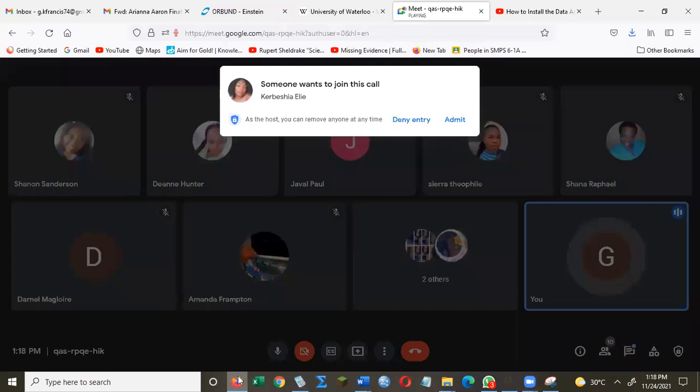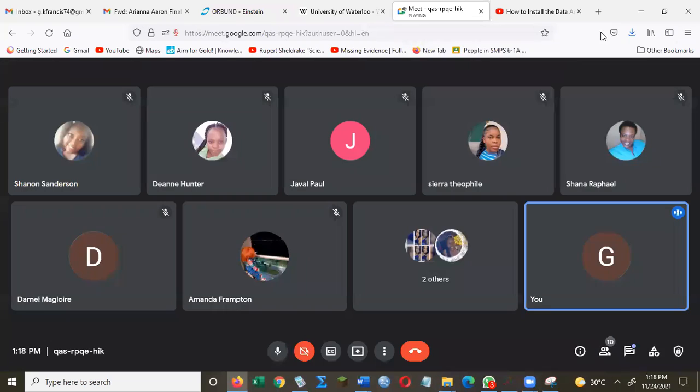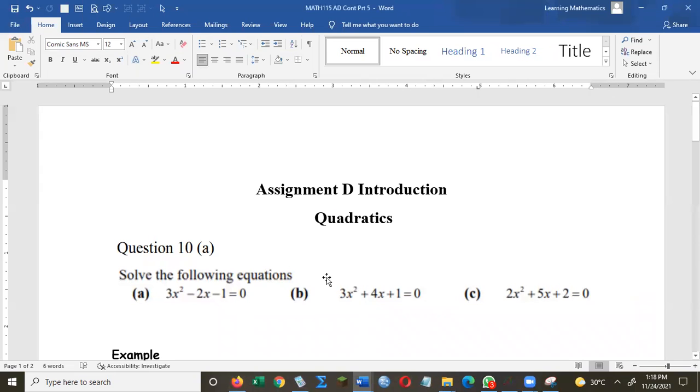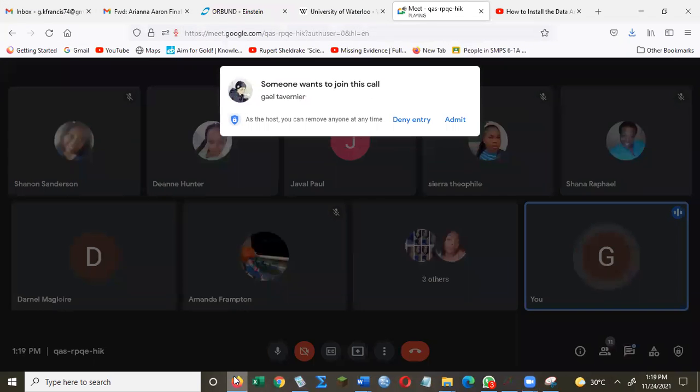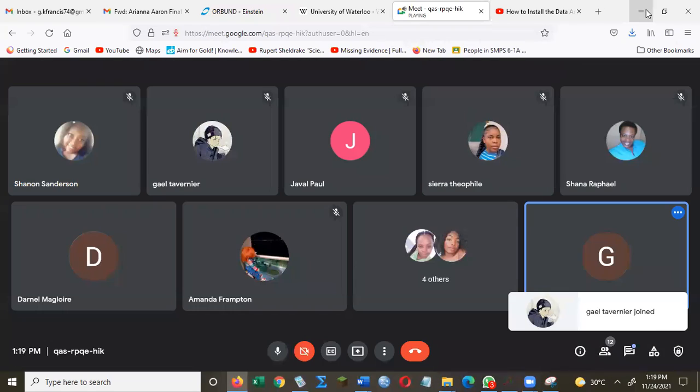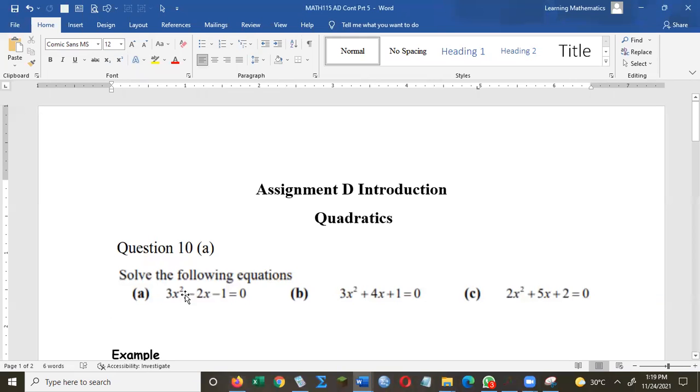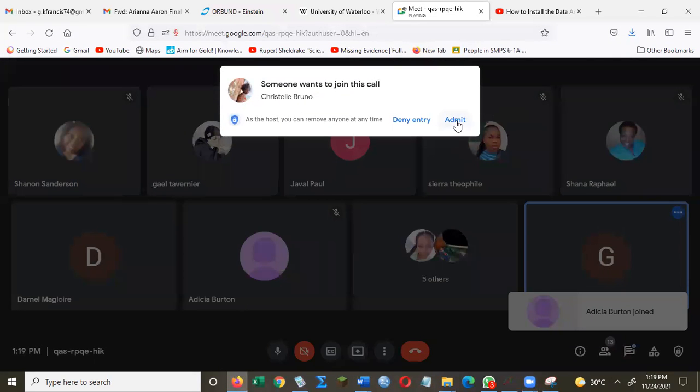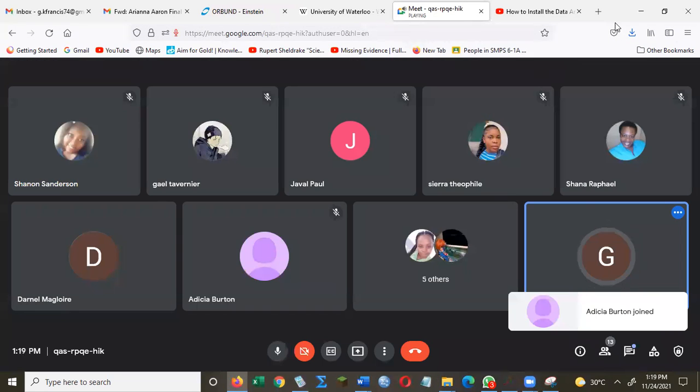Right, so we are going to actually solve the quadratic, and the quadratic is an equation that can be used to model a particular phenomenon in the real world. The question says solve the following equations, and all of them are quadratics. You will identify a quadratic when there is a little 2 above an x. That's how you will know it's a quadratic.